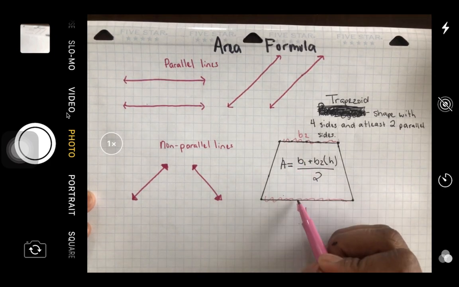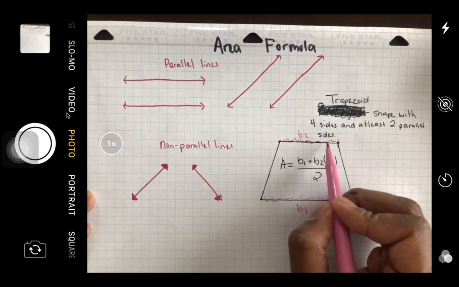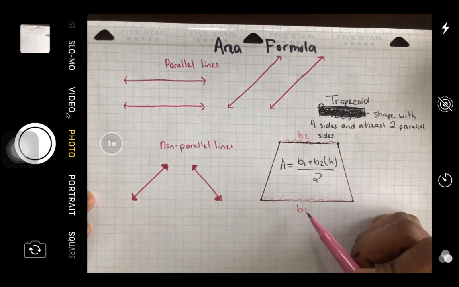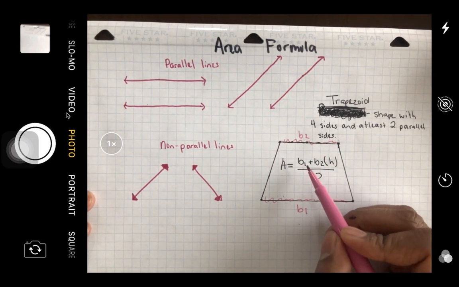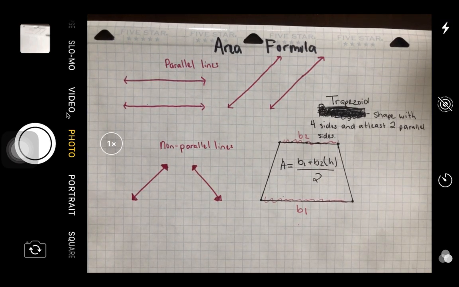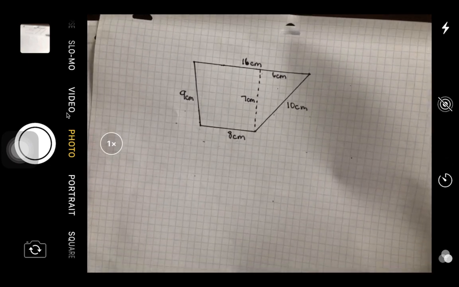Here are my two parallel sides. These two lines right here will never ever touch. So as long as you know that and you know their measurement, you'll be able to put this into your equation to figure out the area. Let's do an example real quick to see if you guys can follow along.